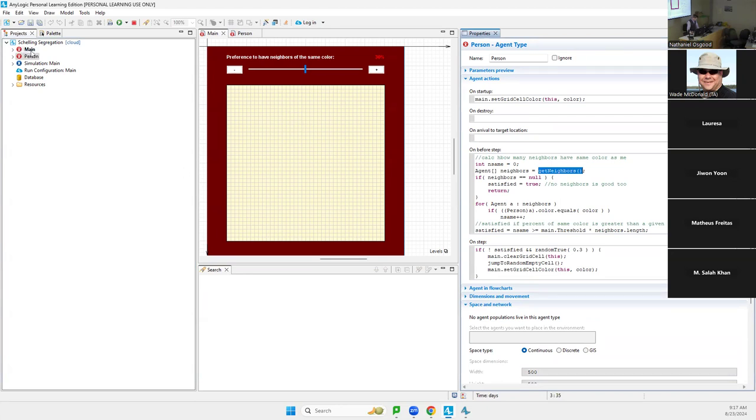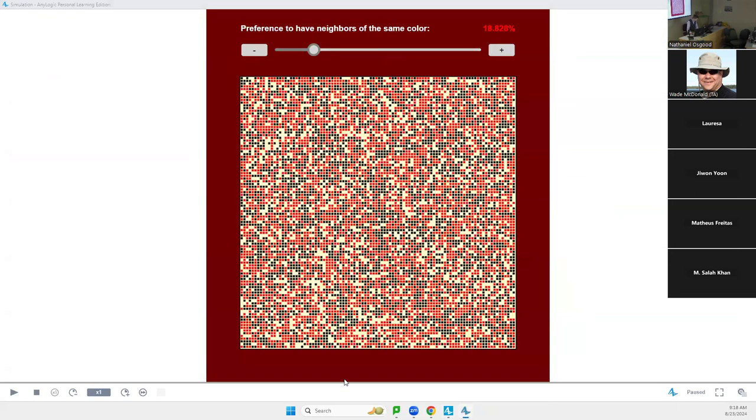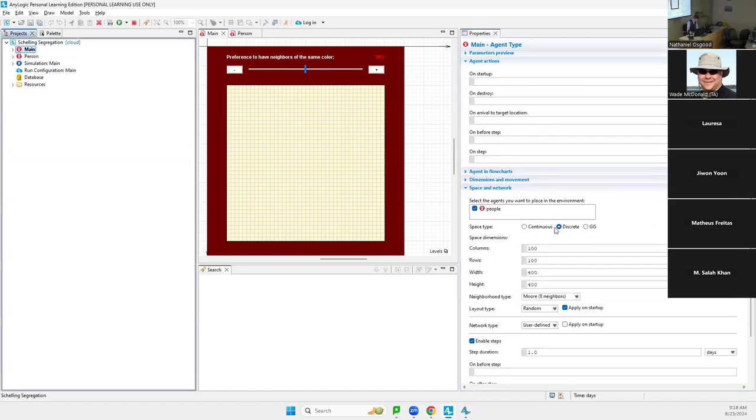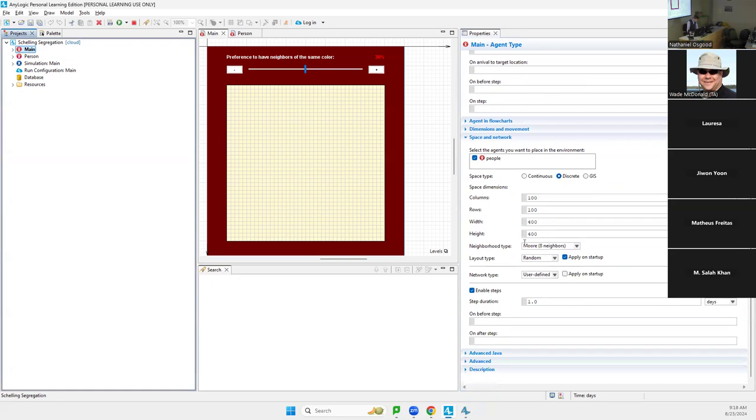Wade, maybe you could check, is it the eight neighbors, or is it the four cardinal directions? I don't happen to remember the definition of the model. Eight neighbors. Thank you. So if we go to main, we can see in the space and network that it considers eight neighbors rather than just the four in the cardinal directions, north, south, east, west.